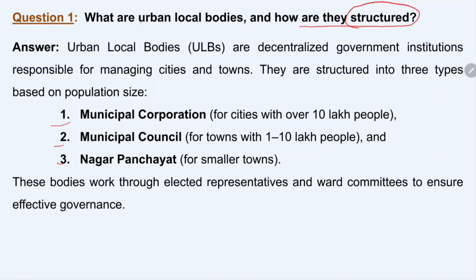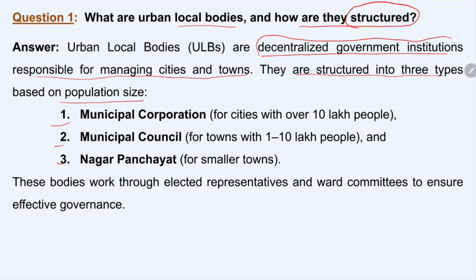So first, for these urban local bodies, you can write: urban local bodies are decentralized government institutions responsible for managing cities and towns. They are structured into three types based on population size. So here you can simply write that these bodies are decentralized government institutions, and I hope you remember why it is decentralized, because I have already explained.